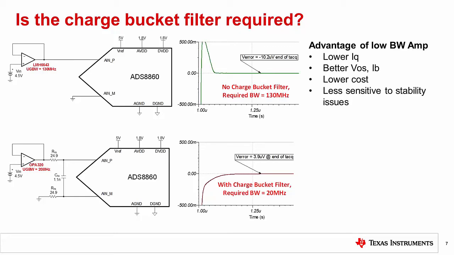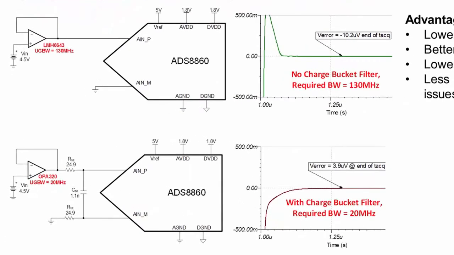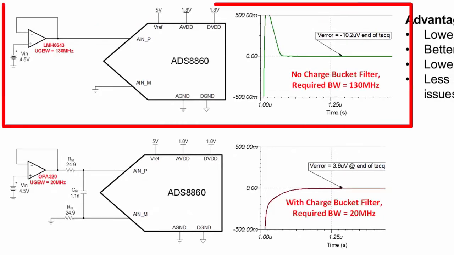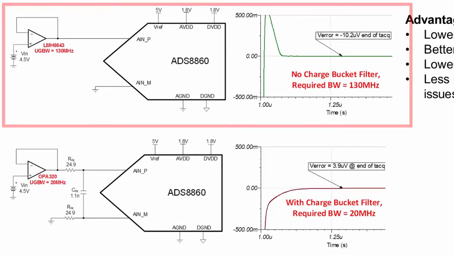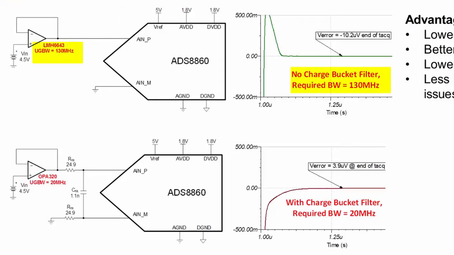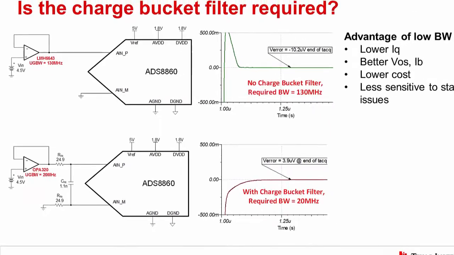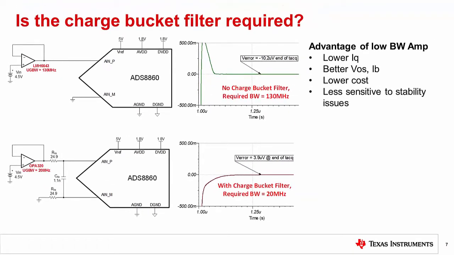This example shows the same data converter being driven by two different amplifier configurations. Both configurations have good settling, but the top circuit doesn't use a charge bucket circuit. Notice that the required bandwidth for the top circuit is 130 MHz, and the bottom circuit only has a bandwidth of 20 MHz. This makes sense as the purpose of the charge bucket circuit is to facilitate quick settling by dumping charge into the internal sample and hold circuit at the beginning of the acquisition period. Without this initial boost, a much faster amplifier is required.